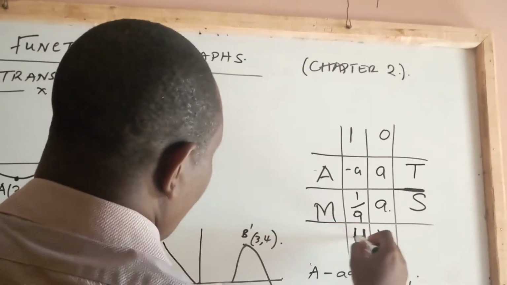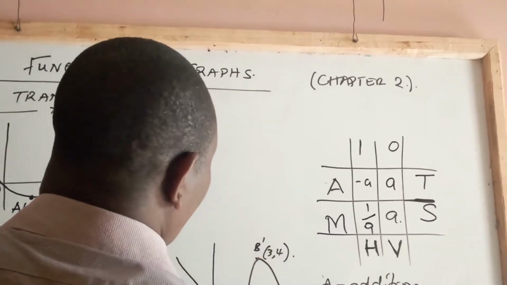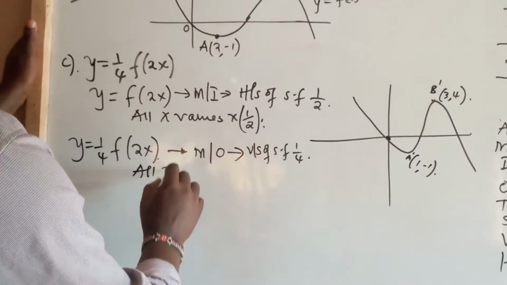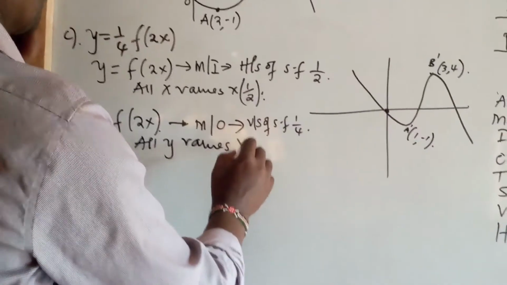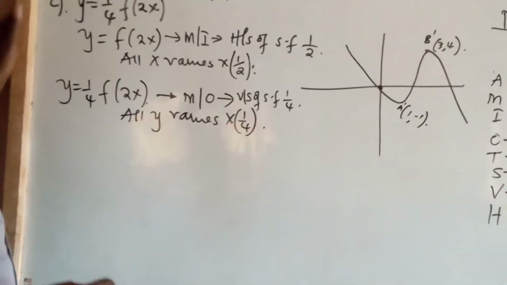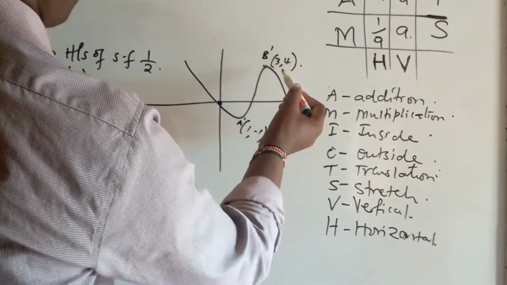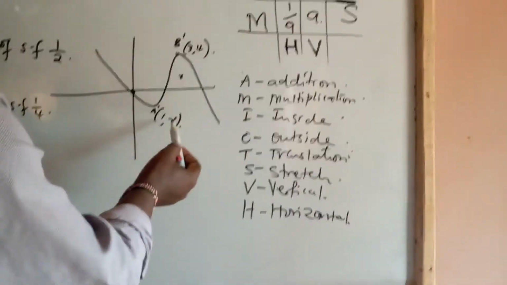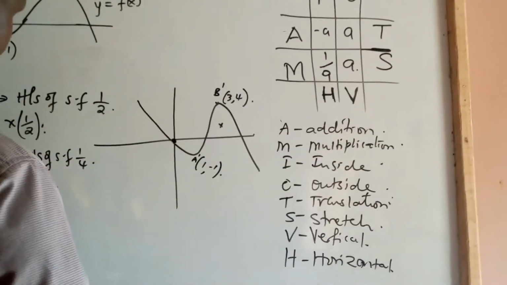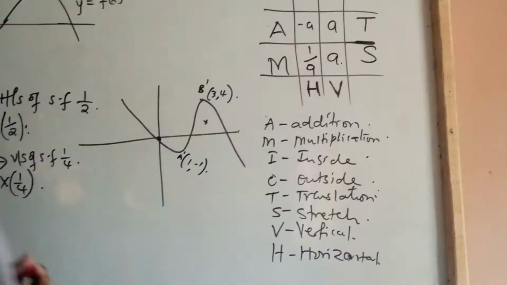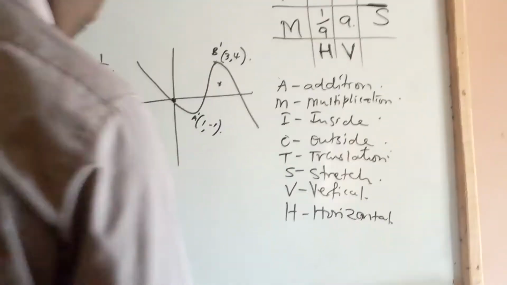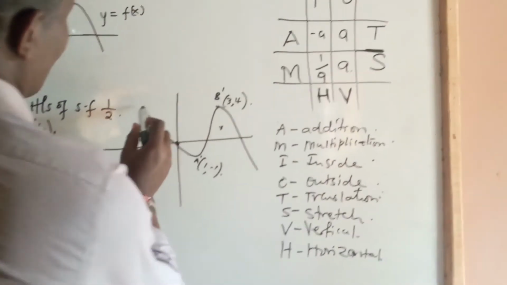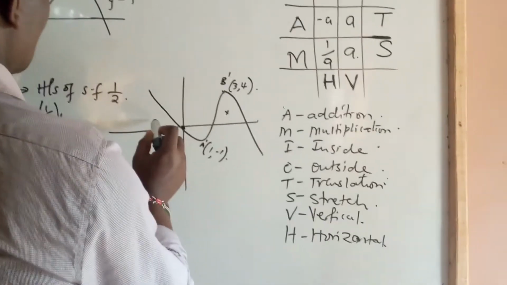What does this really mean? We are talking of all y values times a quarter. We multiply by a quarter. So what this was, a 4, 4 times a quarter is a 1. And what this was, minus 1 times a quarter is minus a quarter. So we are going to have a new graph. What this was, whatever it was, divided by 4 is going to be something very small.